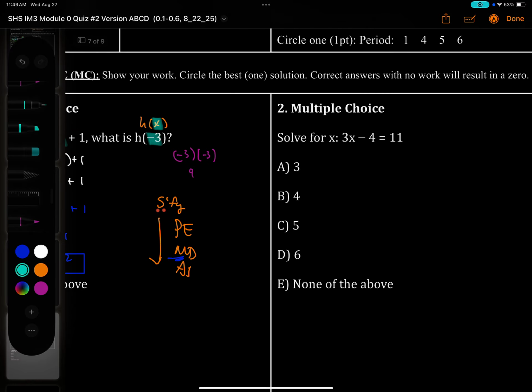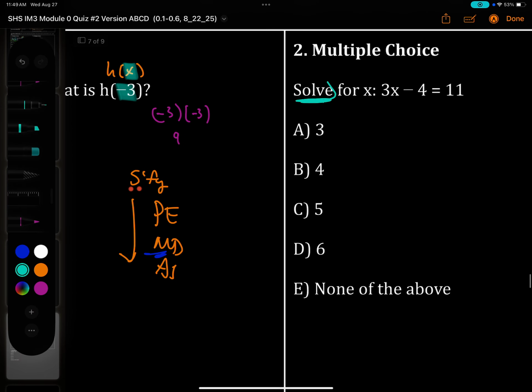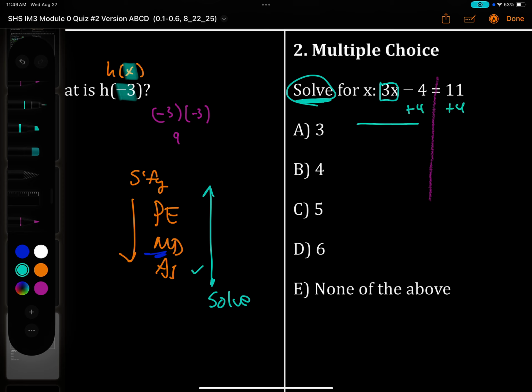Okay, question number 2 says to solve. So when we solve, remember you're going this way to solve. Put down a line here. Treat this one like a chunk. So you're going to do addition and subtraction first. So add 4 to both sides. Bring this down. You have 3x equals 15. And divided by 3, x equals 5 is our answer.